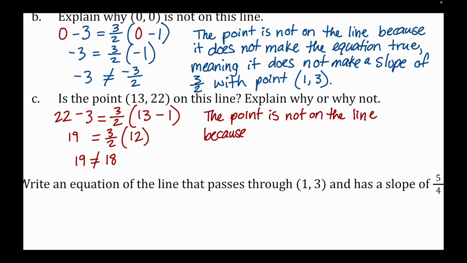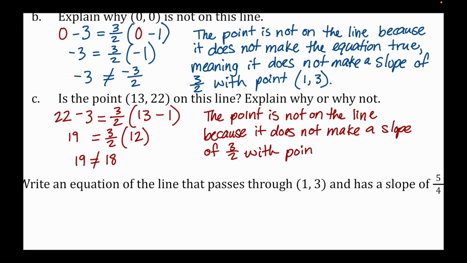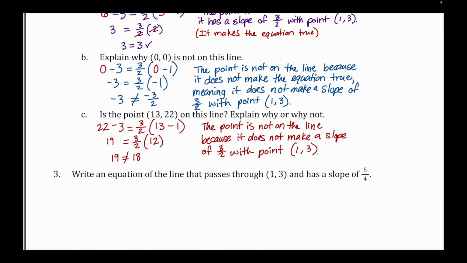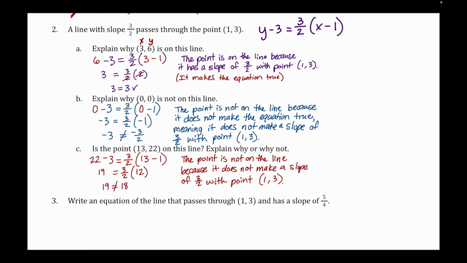Because, and we'll just say the thing about the slope, not about making the equation true. We can say because it does not make a slope of 3/2 with point 1 comma 3. There we go. All right. So that's it for question 2.